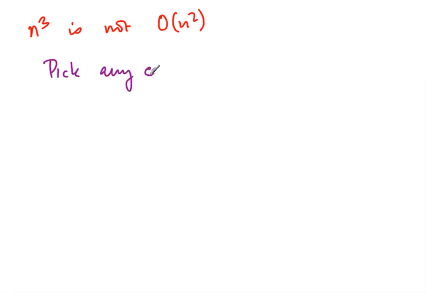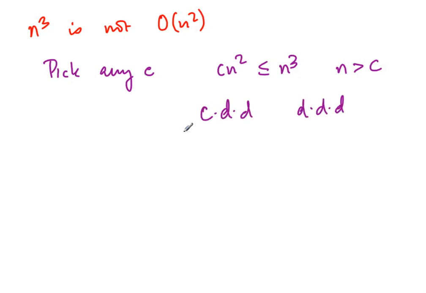So how about a non-example? Let us try to argue that n cubed is not big O of n squared. Okay, so pick any c. Then we can easily verify that c times n squared is going to be smaller than or equal to n cubed if we have n bigger than c, because once n is bigger than c, then I'll have c times something bigger than c, so I'll have c times d over here, and here I'll have d times d, and d is bigger than c, right? So this is going to be violated for any choice of c. So there's no choice of c for which I can pick an n0 such that n cubed lies below c n squared.